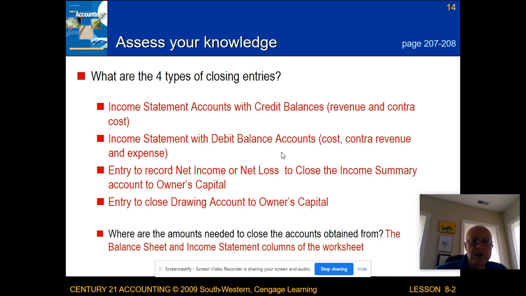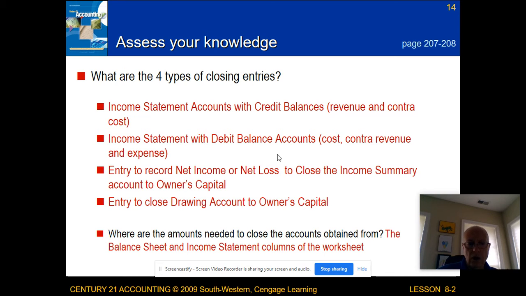Then we make the entry to record net income or net loss to close it. So whatever the balance is remaining, we make an entry on the other side, and then we close it to owner's capital. And then the last thing we do before we close these books and open a new set is close the drawing account to the owner's capital. So the implication here is that we are going to have 4 sets of journal entries for this process, okay? And I'll show you what it looks like. And if you can remember the sequencing, this becomes a lot easier.